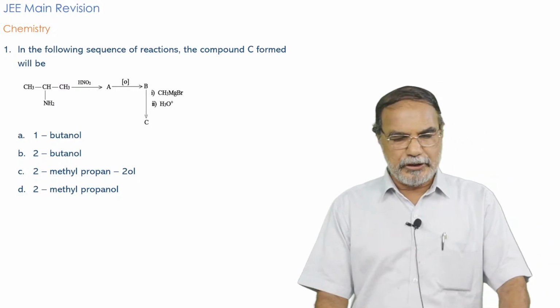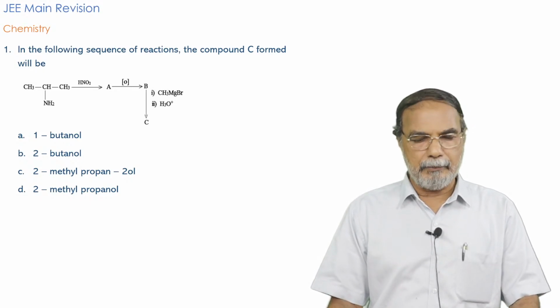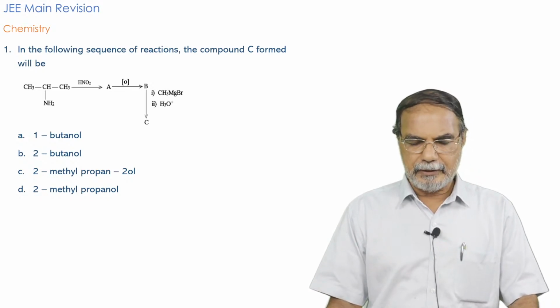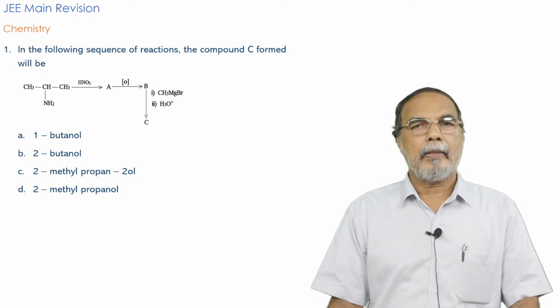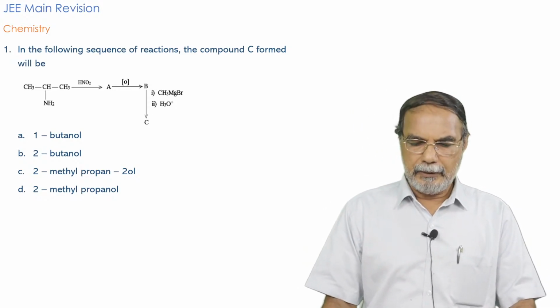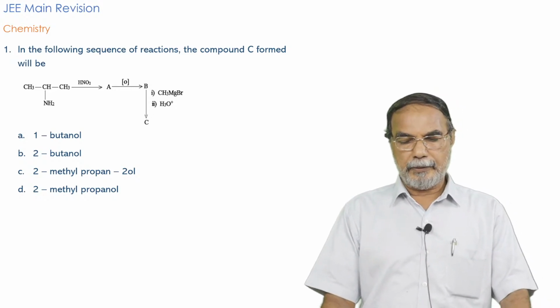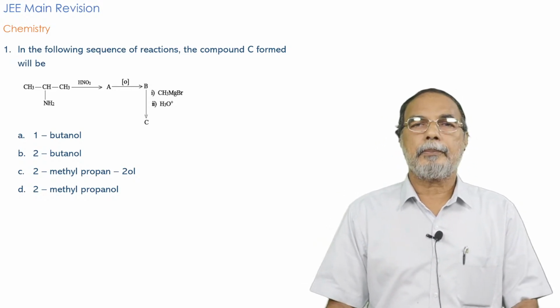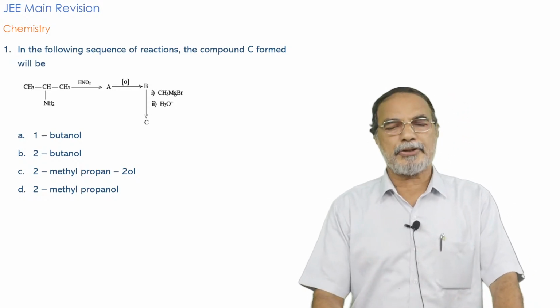So coming to the first question, in the following sequence of reactions the compound C is formed. There is a reaction of a primary amine with nitrous acid to give the compound A, which on oxidation gives the compound B, and the compound B is reacted with methyl magnesium bromide, the Grignard reagent, followed by hydrolysis in acid medium to give product C. So what is the product C? You have to identify the product C.